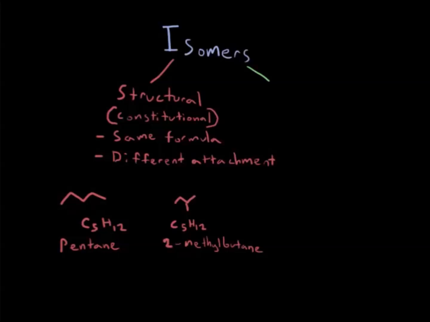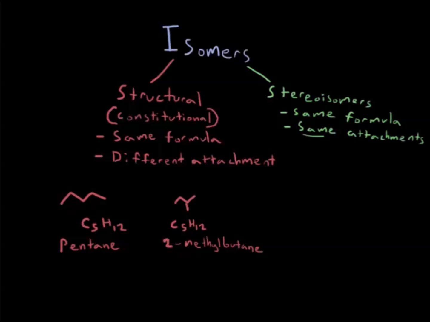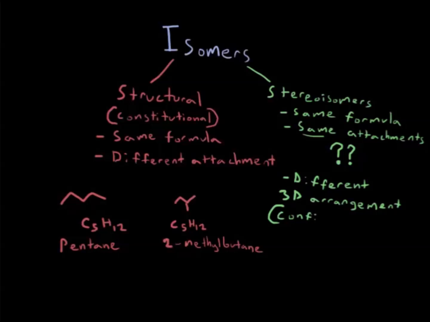But we also have something called stereoisomers. So stereoisomers also have the same formula. It's a similarity across all isomers, same formula. Stereoisomers also have the same attachments of the atoms. So what's different? How are these different at all? Well, they differ in the 3D arrangement of the atoms in space. That is to say, their configuration is different.